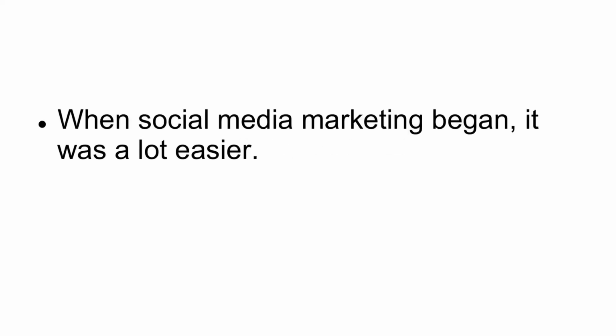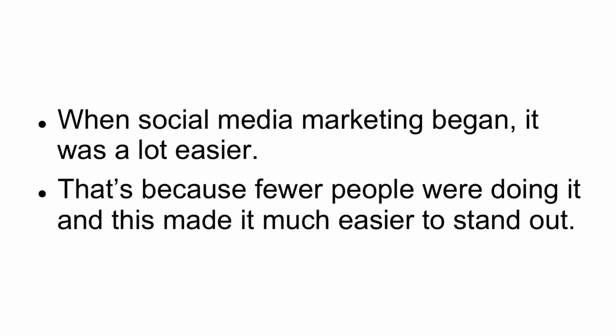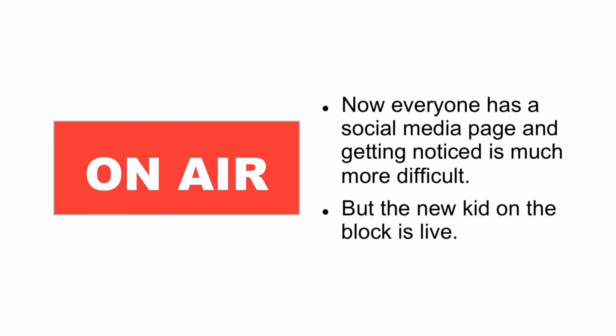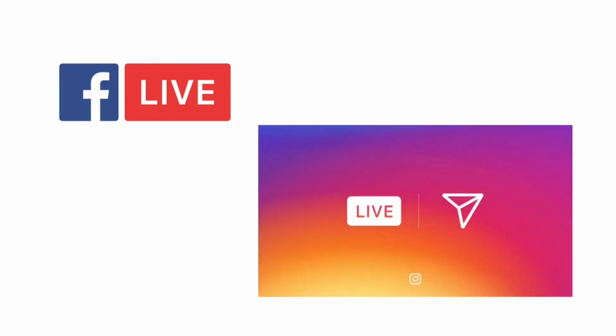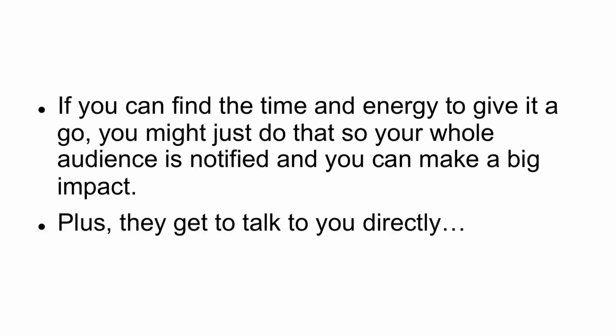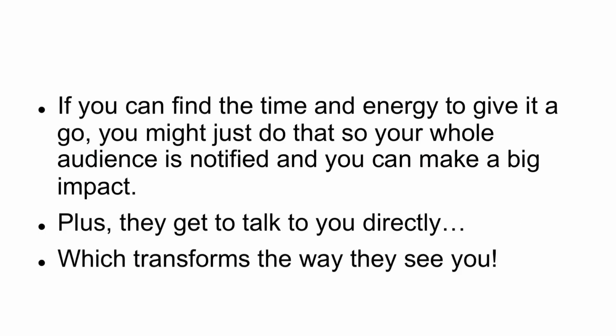Number 3. Go live. When social media marketing began, it was a lot easier. That's because fewer people were doing it, and this made it much easier to stand out. Now, everyone has a social media page, and getting noticed is much more difficult. But the new kid on the block is live. Going live on Instagram or Facebook is something that social media platforms want to push, and that few creators are getting involved in. So if you can find the time and energy to give it a go, you might just do that so your whole audience is notified and you can make a big impact. Plus, they get to talk to you directly, which transforms the way they see you.